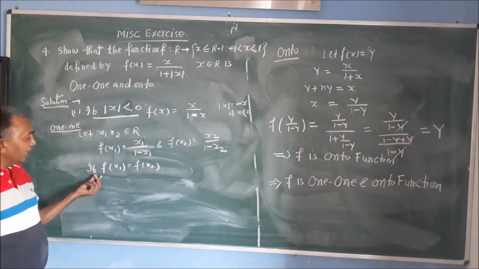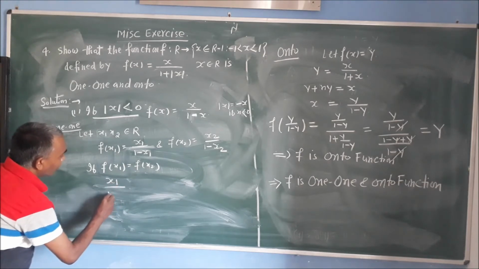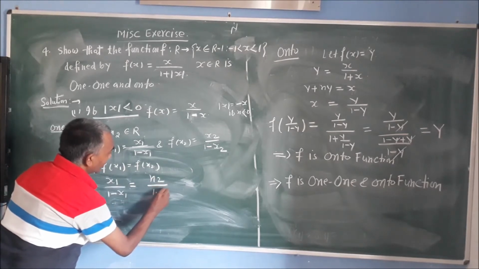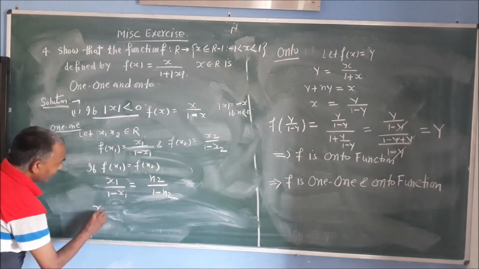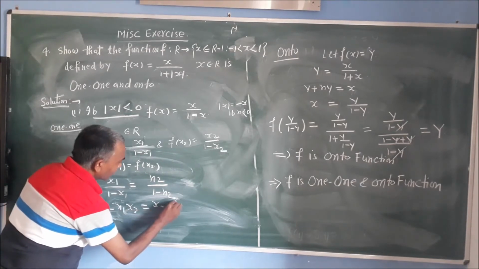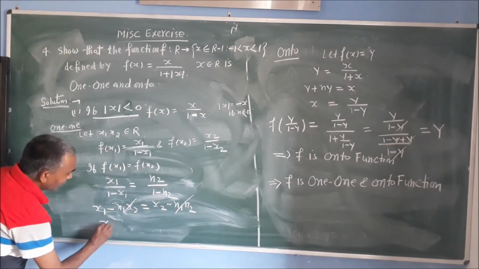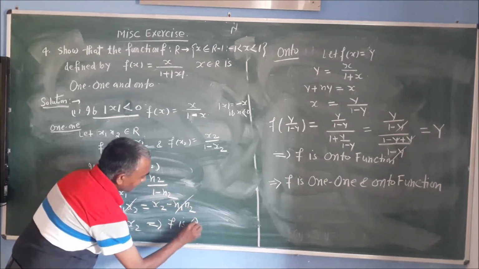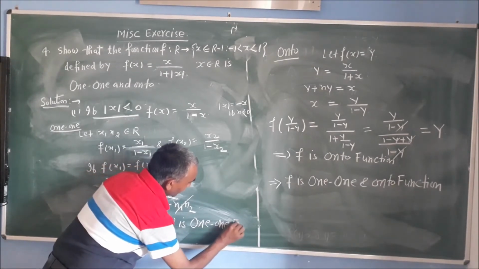Then we take the condition. If f of x1 is equal to f of x2, we can write x1 upon 1 minus x1 is equal to x2 upon 1 minus x2. So what can we write after that? By cross multiplication, x1 minus x1 x2 is equal to x2 minus x1 x2. These x1 x2 terms will cancel each other. So we can write x1 is equal to x2, and this implies f is one-one function.